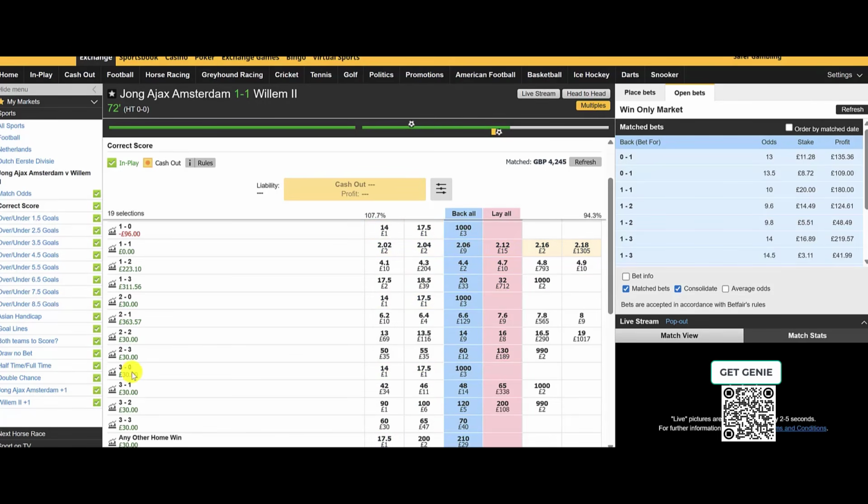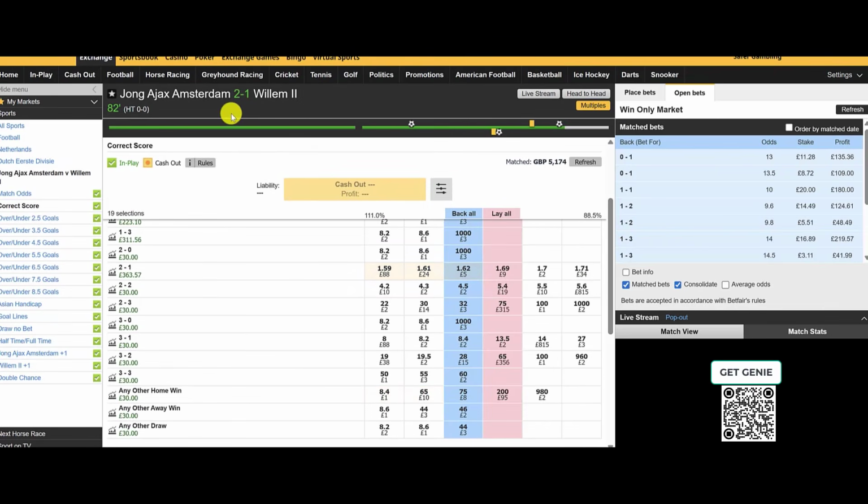And then obviously we do have green on the other scores, but the next two possible scores, we've got big lumps of green on them, and we can definitely do something with those if we hit. Let's see what happens. We've got plenty of time to do it. 73 minutes. It's 1-1 in this one. 82 minutes. We just had another goal. It's Young Ajax who've taken the lead here.